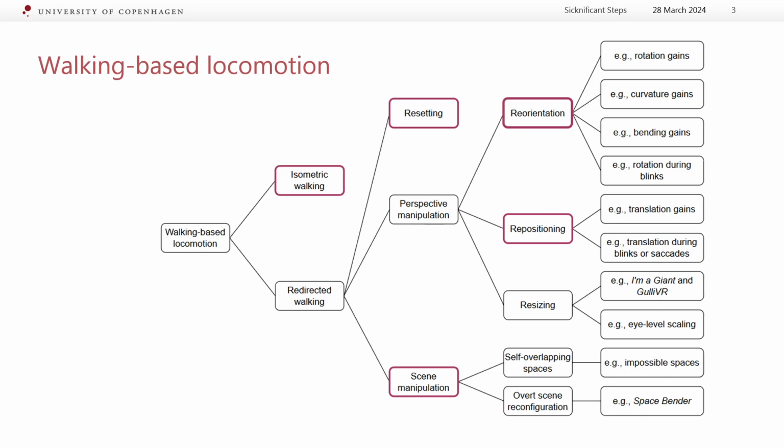Reorientation is a very popular redirected walking technique that uses perspective manipulation. In particular, rotation gains are applied that rotate the virtual world ever so slightly so that the user physically starts steering through the space, but virtually thinks they are still walking in the correct direction. Repositioning is one of my personal favorites, where you apply a gain to the user's translation in virtual reality, making them walk much faster or slower, allowing them to cover different distances than in real life.